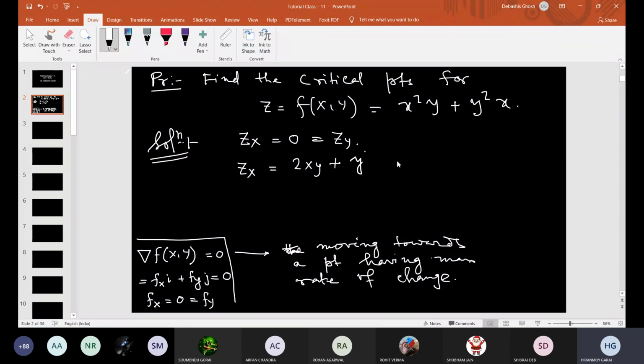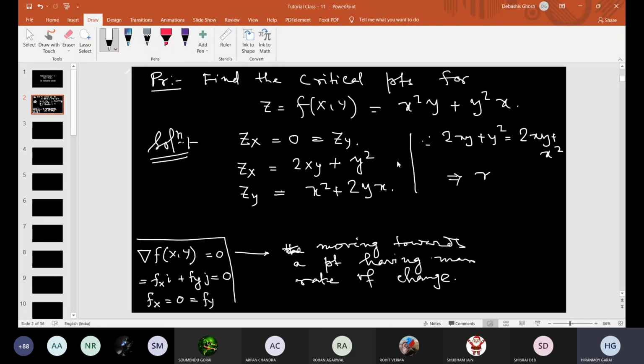Plus y squared. And z_y, which is x squared plus 2xy. Both of them are 0, so we can make them equal. Therefore you have 2xy plus y squared equals 2xy plus x squared, and that ultimately gives you x equals plus or minus y. For z_x equals 0, you have the point y equals 0, and for y equals 0, you have the point x equals 0.